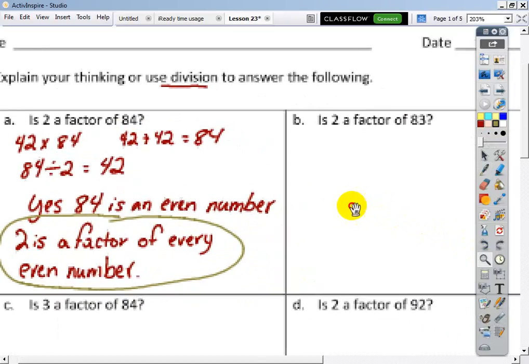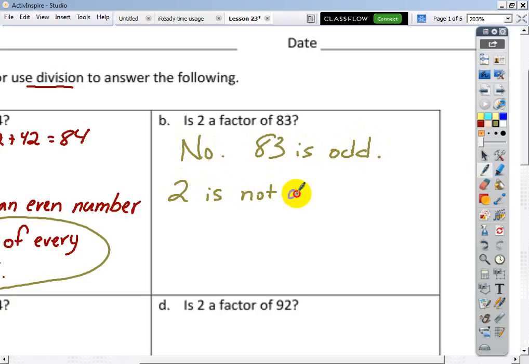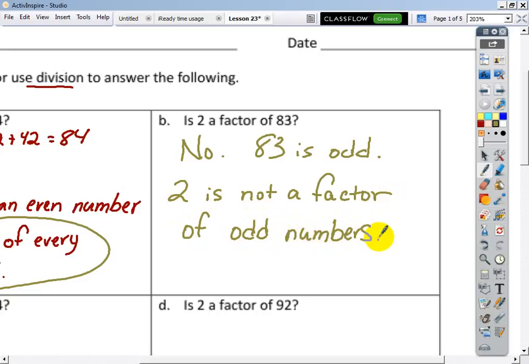Let's take a look at this next one. Is 2 a factor of 83? Well, this is the opposite. No, 83 is odd. No, that's what you should write. No, 83 is odd, and 2 is not a factor of odd numbers. So that's the proof for that one.